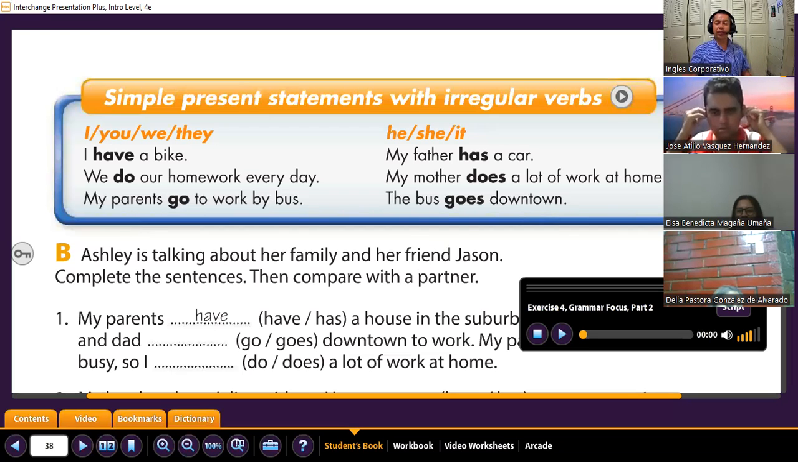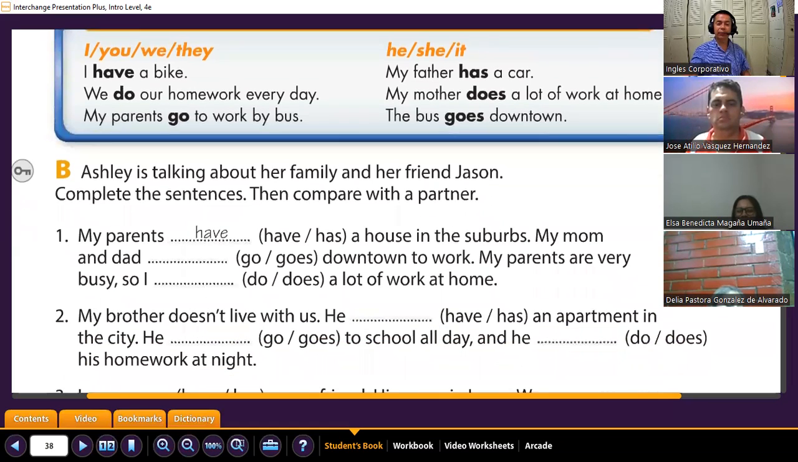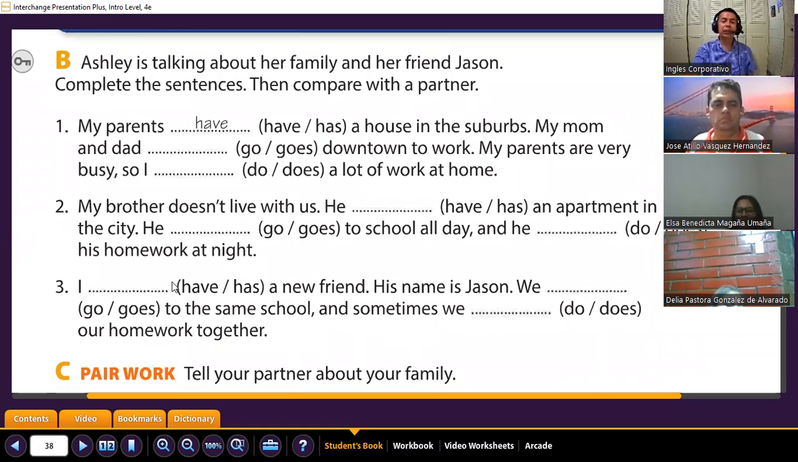Okay. So let's make another exercise together. Good. This time we are going to read, right? Now. My parents have a house in the suburbs. My mom and dad go or goes? Go. Downtown to work. My parents are very busy. So I do or I does? I do, correct. My brother doesn't live with us. He have or he has? He has. He has an apartment in the city. He go or he goes? He goes to school all day.